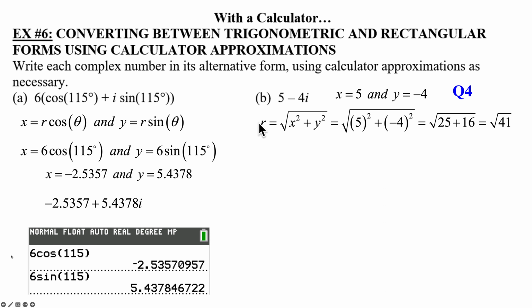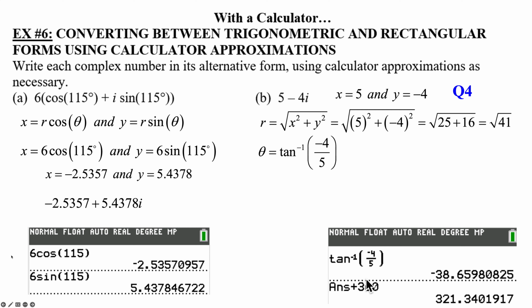So r is the square root of x squared plus y squared. Okay, 5 squared, 25, negative 4 squared or 4 squared, 16, added together is 41. There's your r value. Theta, inverse tangent of y over x, negative 4 over 5. Calculator! Calculator tells me that's a negative 38.66 degrees. Now, notice I added 360 to it.